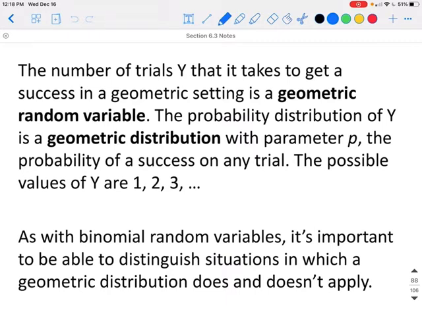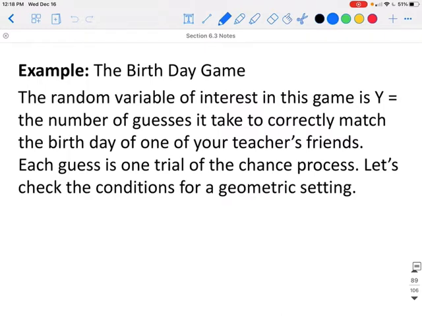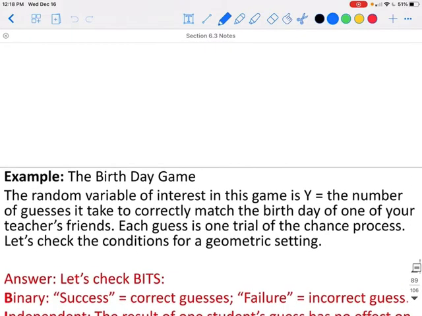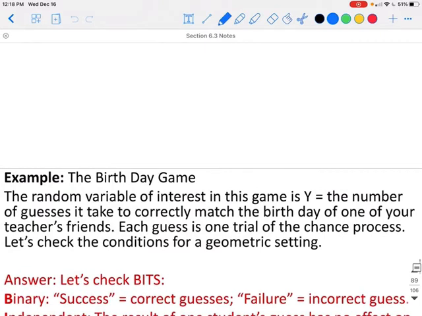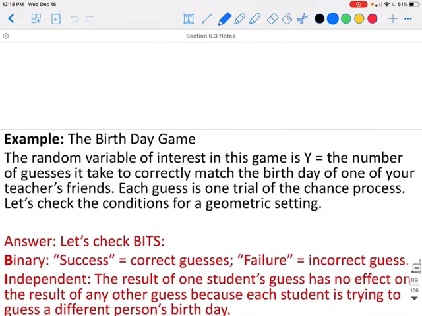As with binomial random variables, it's important to be able to distinguish situations in which a geometric distribution does and does not apply. The random variable of interest in this game is y equals the number of guesses it takes to correctly match the birthday of one of your teacher's friends. Each guess is one trial. Let's check the conditions for the geometric setting. We're going to start with B, or binary. It is a success if you guess correctly. It is a failure if you guess incorrectly.